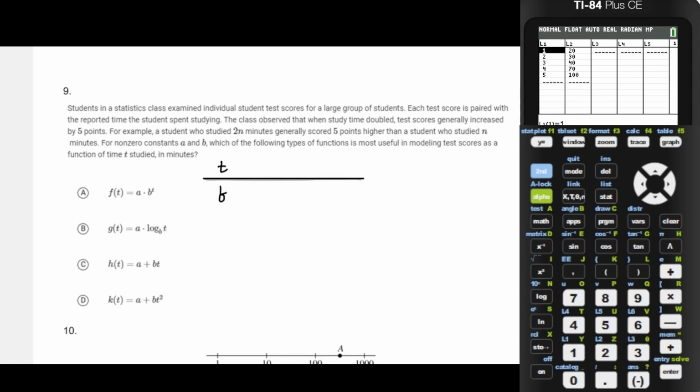If the output values form an arithmetic sequence, like p and then p plus 5 and then p plus 10, and then also, when the amount of study time doubled, that's a geometric sequence or an exponential pattern in the input and a linear pattern in the output. That's logarithmic. All right, so for non-zero constants a and b, which is going to be best, log, there you go.